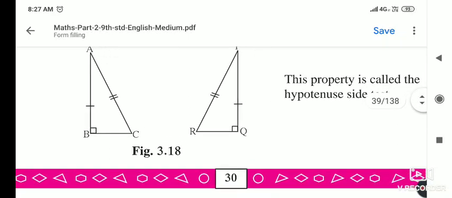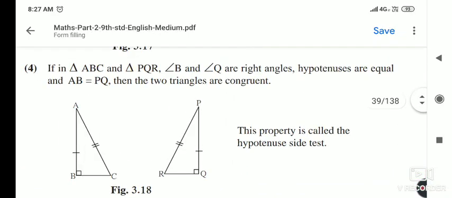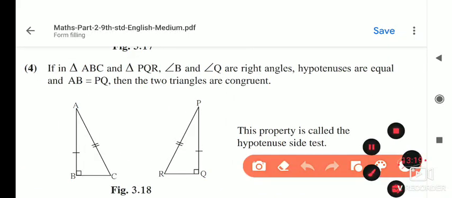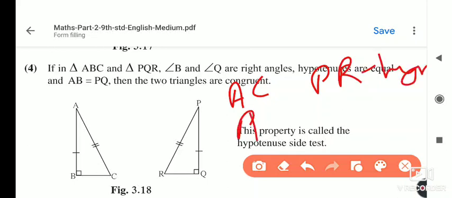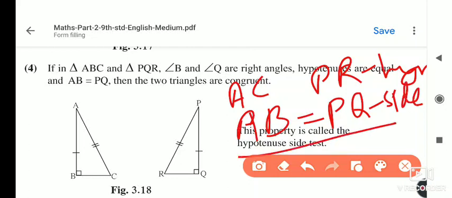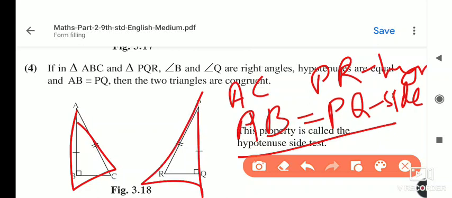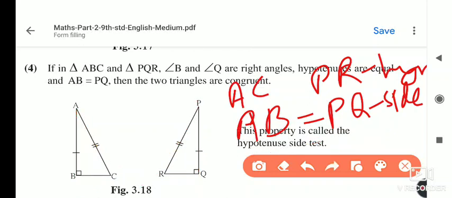So here in the right angle triangle, AC is equal to PR, that is the hypotenuse, and AB is equal to PQ, a side of the triangle. Then these two triangles, triangle ABC and triangle PQR, are congruent to each other by the hypotenuse side test of congruency. Understand all of you?